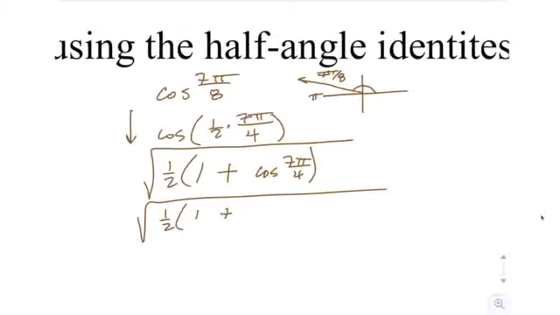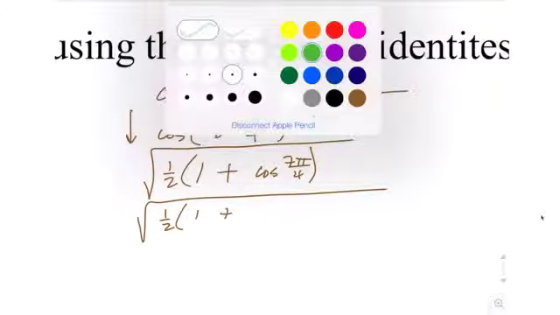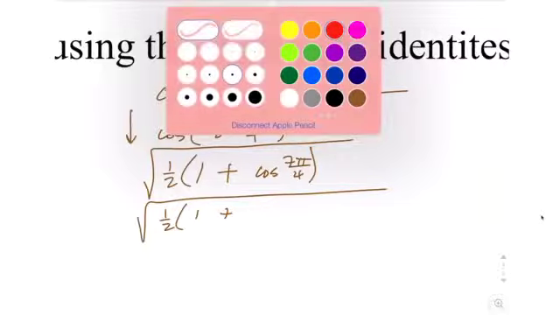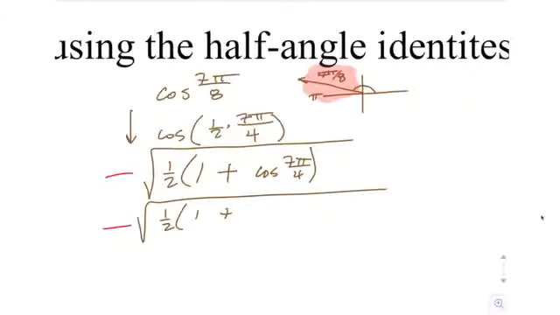All right, so in quadrant 2, is cosine positive or negative? Cosine is negative in quadrant 2. So we need to have a negative in front of the radical. Okay, from the very beginning. Don't put plus or minus to begin with. You have to commit to plus or minus in the very beginning. All right, so that should be step 1.